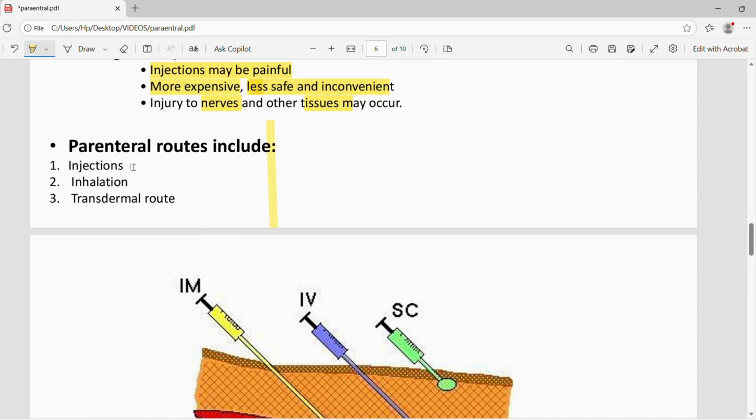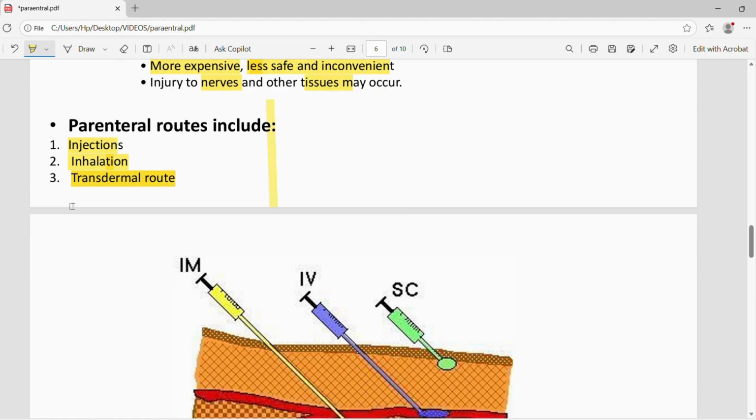So different types of parenteral routes are injections, inhalations and transdermal route. Injections, as you all know, include needles. Inhalations include the sprays. Transdermal route is again a form of injection that is given only to the upper layer of the skin.